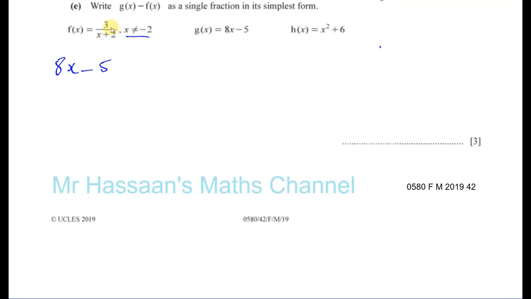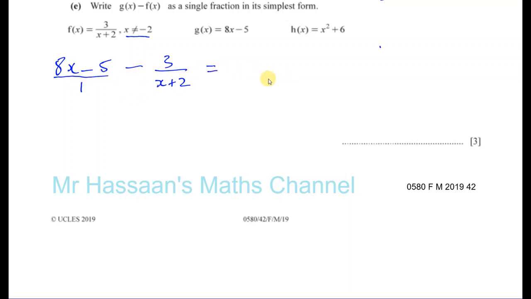And f of x is 3 over x plus 2. So take away 3 over x plus 2. What we could do here is think of this 8x minus 5 as a whole term together, and you can put that over 1. We're subtracting these two fractions.